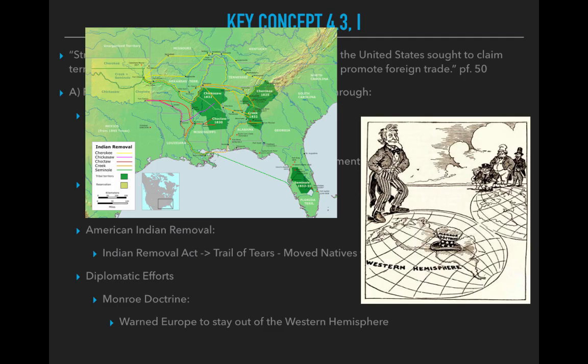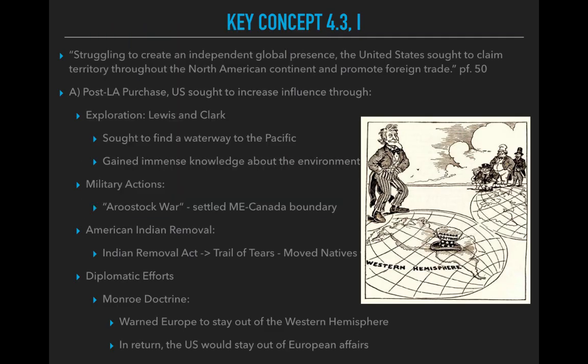There were diplomatic efforts as well, specifically the Monroe Doctrine, which warned Europe to stay out of the Western Hemisphere. President James Monroe, through the Monroe Doctrine, basically said to Europe, you have a different government than us. You are not to try to recolonize any of these newly independent nations in Latin America, and you need to stay out of the Western Hemisphere. And in return, the United States would stay out of European affairs.